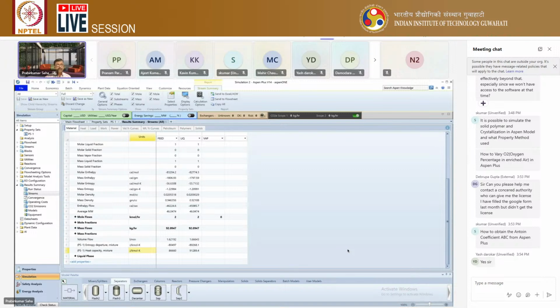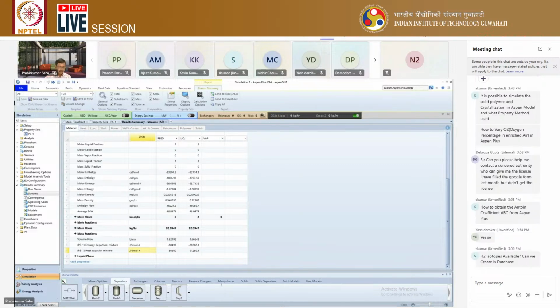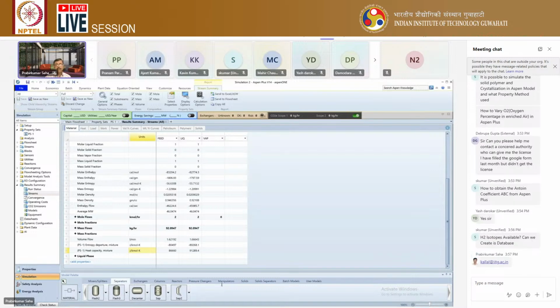Devarupa Gupta asks: sir, can you please help me contact the concerned authority who can give me the license? I have filled the Google form last month, but I didn't get the license. So, Devarupa, you can contact a person. I'm writing the name. This email you can write to, Mr. Kallal, and he will arrange for the license.